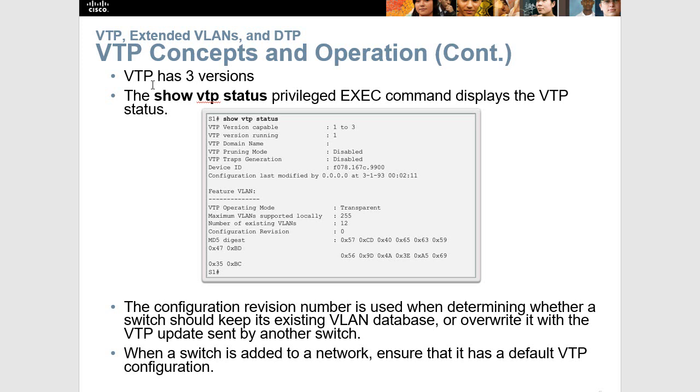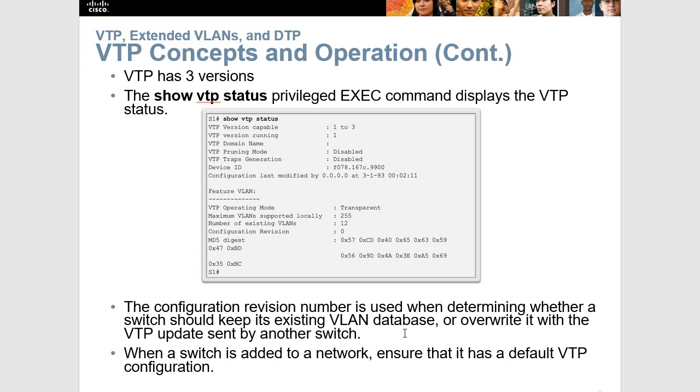We just talked about the revision number a little bit, and here it is down here, basically saying what we just defined it as. The revision number is used to determine whether a switch should keep its existing VLAN or overwrite it with the VTP update sent by another switch. So the higher the revision number, of course, the newer the VLAN database. So that's kind of how it goes.